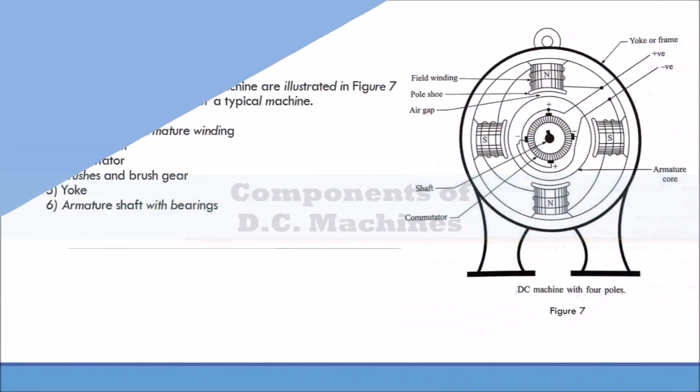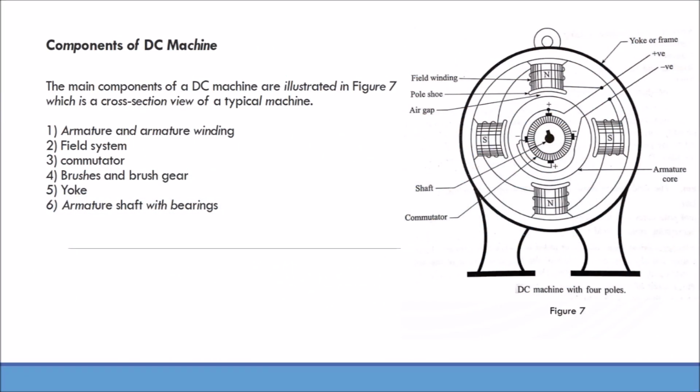The main components of a DC machine are illustrated in figure 7, which is a cross-section view of a typical machine. Number 1, armature and armature winding. Number 2, field system. Number 3, commutator. Number 4, brushes and brush gear. Number 5, yoke. And number 7, armature shaft with bearings.